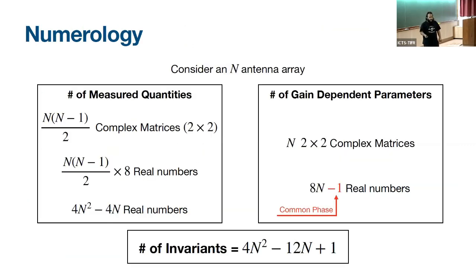Now, the idea is that we want to construct quantities which do not depend on these corruptions, which I'll call invariants. And these quantities will then actually represent what is up there in the sky. So let's try to find out how many such invariants there can be. Simple combinatorics tells me that the number of measured quantities is given by 4n² − 4n. And the number of gain dependent parameters is given by 8n − 1. The minus one is there because you can multiply all the gains by a common phase factor and the output will still be the same. So the total number of invariants is then this.